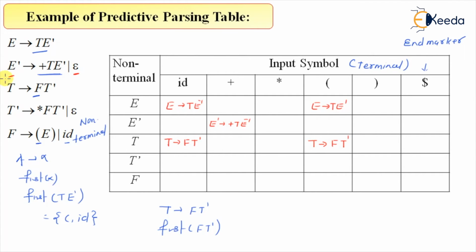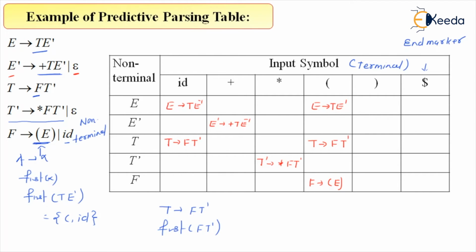The next one is T dash derive star F T dash, and the first symbol here is star, so we'll put the entry T dash derive star F T dash over here. T dash derive epsilon, I'll come to later. And now F derive opening bracket E closing bracket, where the first symbol is the opening bracket. So we'll go to this place and write F derive opening bracket E closing bracket.